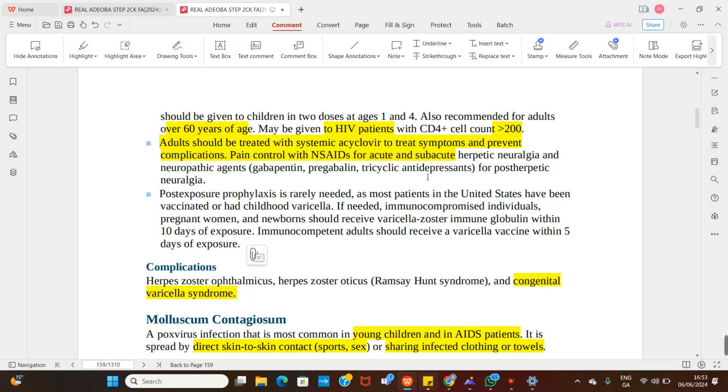Zoster, just give them your acyclovir, treat it, and limit complications. Acyclovir works for them, systemic acyclovir. To manage some of the symptoms, you can use NSAID if it's acute or subacute herpetic neuralgia. If it's postherpetic, give them the neuropathic agent. Very, very important stuff.